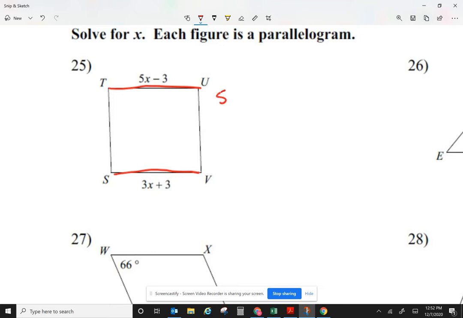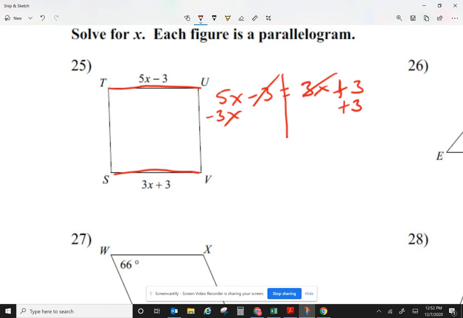I'm just going to say that 5x minus 3 equals 3x plus 3. Right, those two sides are equal to each other. Let me separate them through the equal sign. To solve for x, my smaller x, let me move it to the left. Don't forget to switch the side. This minus 3, let me move it to the other side as a plus 3.